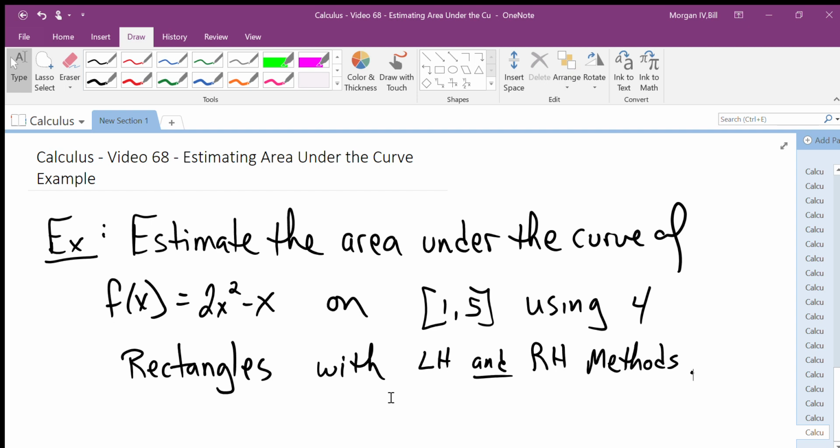Calculus, video 68, estimating the area under the curve, an example. So let's go through an example where we estimate the area under a particular curve.